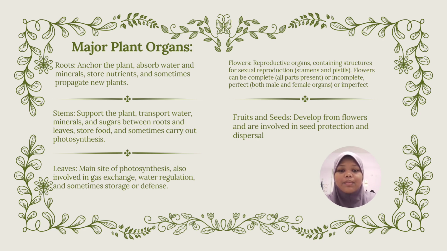Stem supports the plant and transports water, minerals, and sugar between the roots and leaves. Leaf is the main site of photosynthesis and is also involved in gas exchange and water regulation. Flower reproduction organ contains the structures for sexual reproduction, which are the stamens and pistil. Fruit and seed develop from the flower and are involved in seed protection and dispersal.